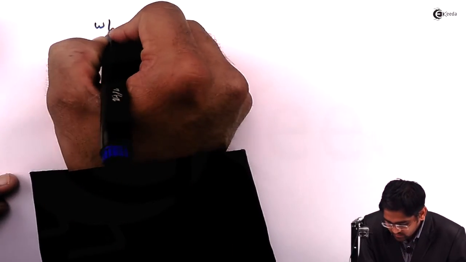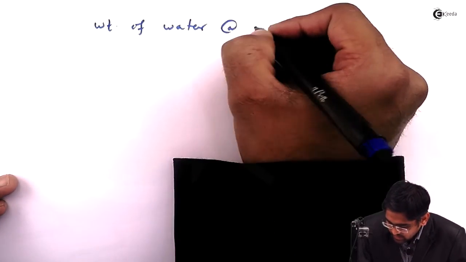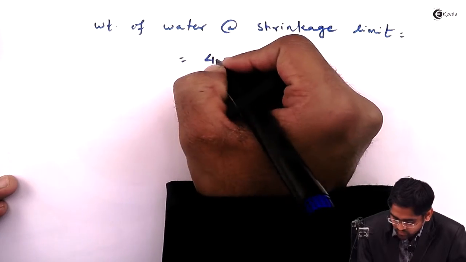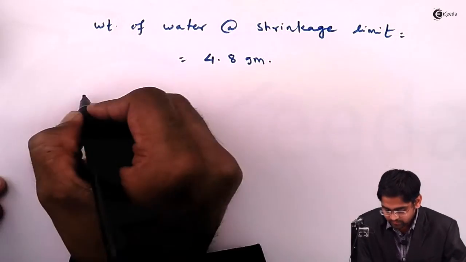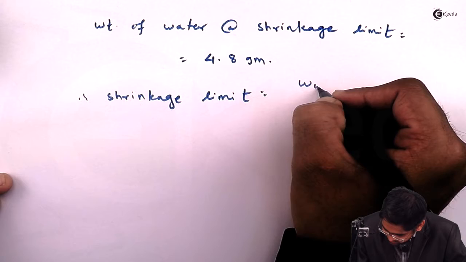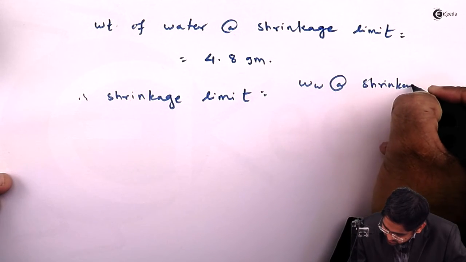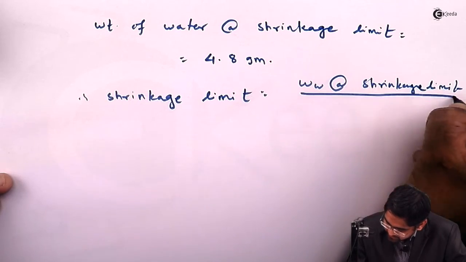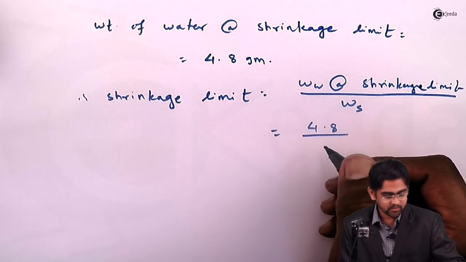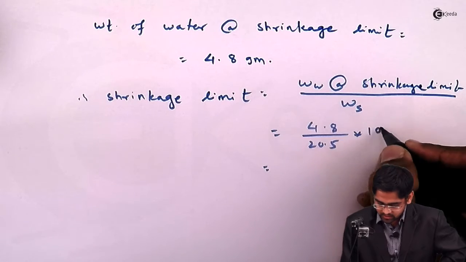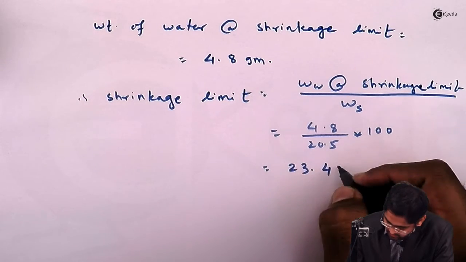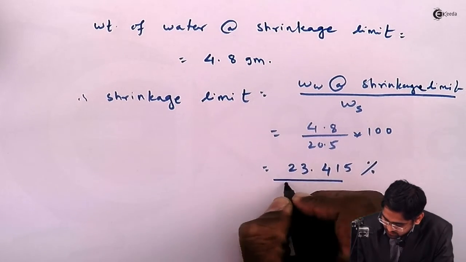So the weight of the water at shrinkage limit is, the same way, 4.8 gram. So the shrinkage limit is the weight of water at shrinkage limit divided by the weight of dry soil, or weight of soil solid only, which becomes 4.8 divided by 20.5, into 100, expressed in percentage. The shrinkage limit will be 23.415 percent. This is the shrinkage limit.